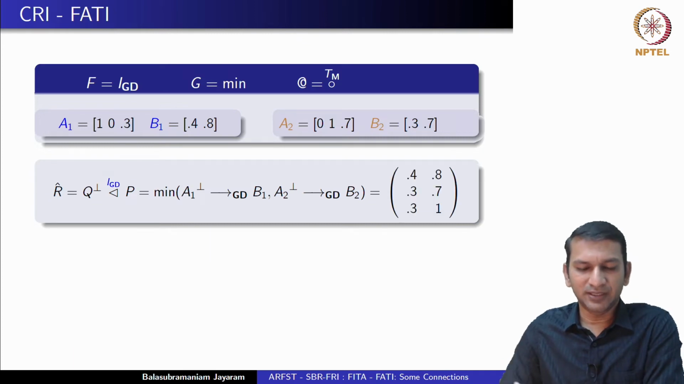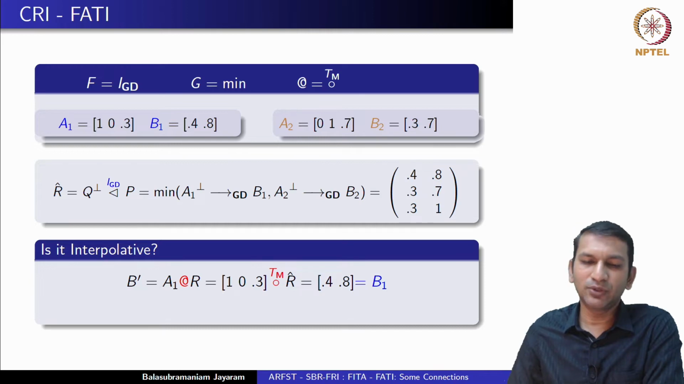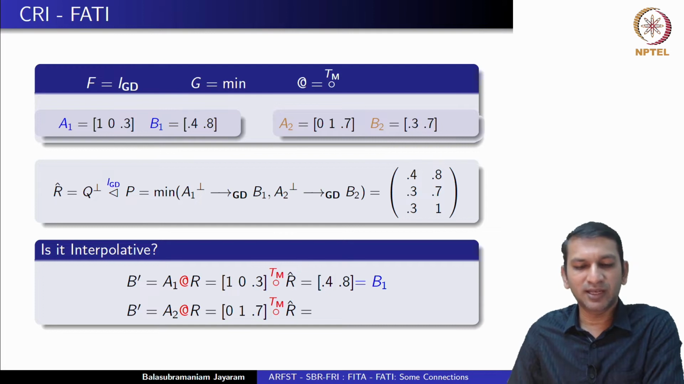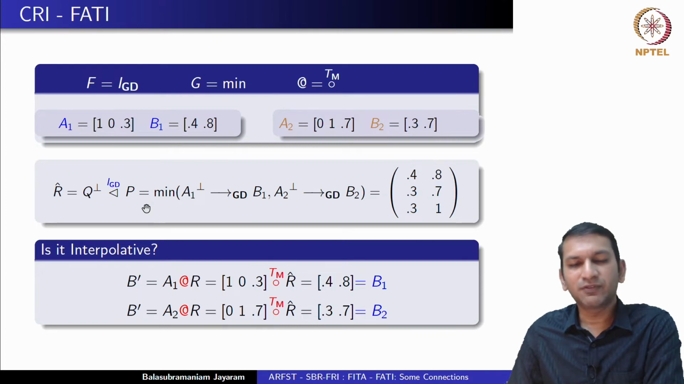R cap is given as this, and when we asked the question, is it interpolative, all we did was take A1 and compose it with R cap, and we found that yes, we were getting B1. Similarly, when we took A2 and composed it with R cap, we were getting B2. Note that this is a single relation which we are using, composed of the two relations obtained from these two rules using the Gödel implication, and we are taking a minimum over them. So this is clearly falling into the FATI region. What happens if we use FITA?